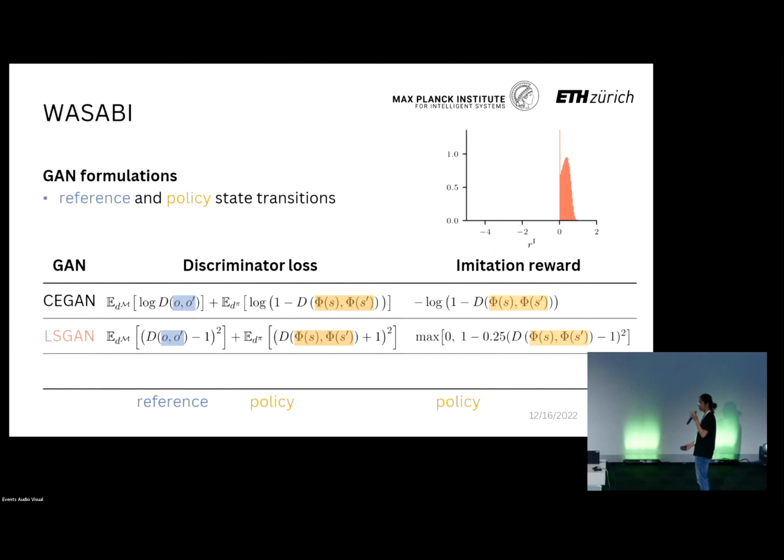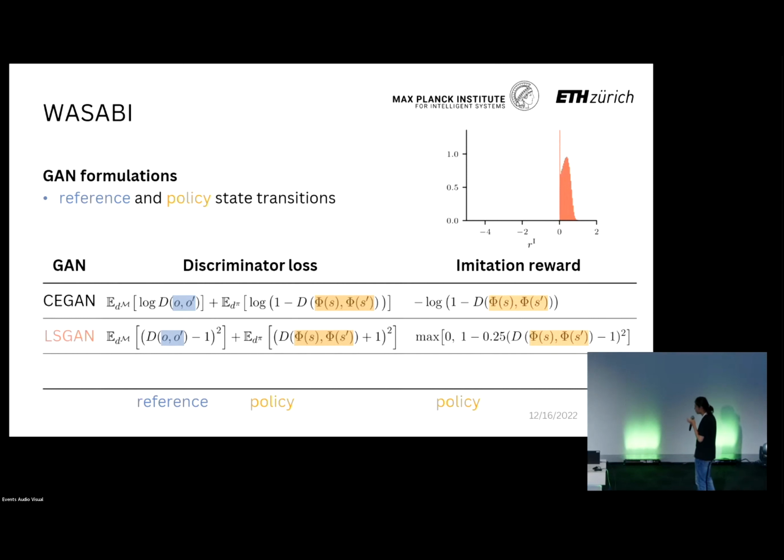Now let's compare several different formulations of GAN. In the original GAN paper, the CE GAN, or the cross entropy GAN, really tries to predict the probability of certain transitions from the policy. I forgot to mention that here in blue, I label the state transitions from the reference or the handheld demonstrations, and in yellow, those from the policy. So CE GAN is predicting some probability, and people also propose to use LS GAN.